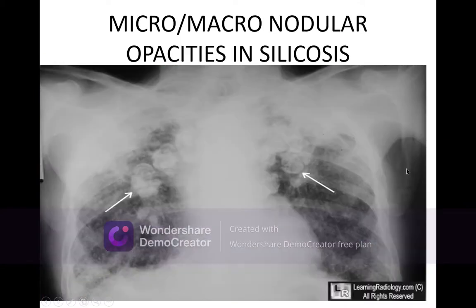It may be mixed, macronodular with reticulation. The reticulonodular pattern is seen as well as the micro and macronodular opacities. It is a case of silicosis. Now, silicosis can cause tuberculosis. So, the upper zone is involved here. Possibly he is suffering from silicosis. The most common complication of silicosis is tuberculosis.